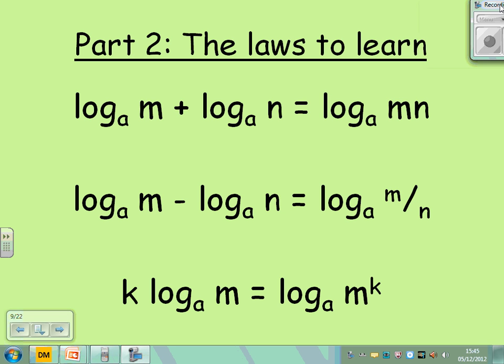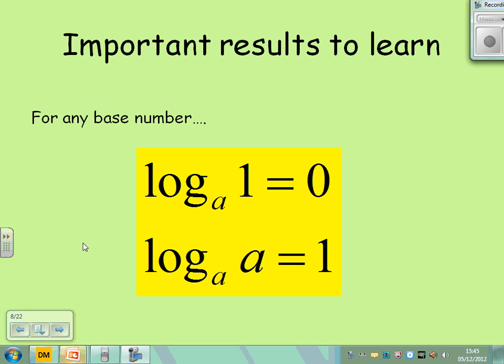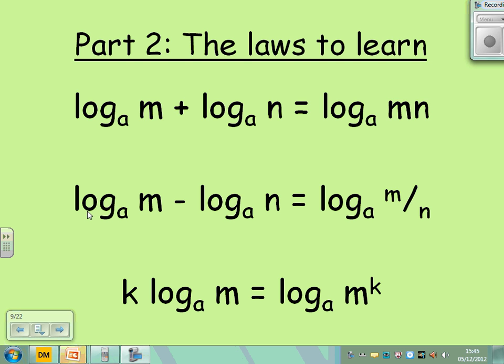This is now the second part of the log revision lesson, and we ended the last one with two useful rules. Now we're putting some other rules together, and these are all based on the laws of indices. It's just the log equivalence of that: if you're timesing two numbers together in the log, you can add the two logs together. If you're dividing the two numbers, you can take them away.